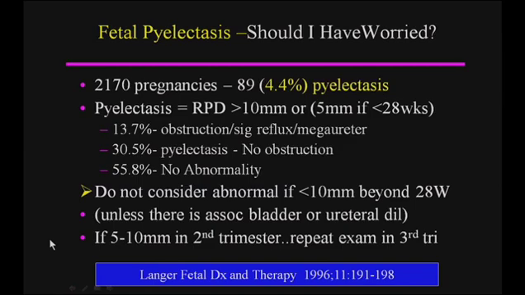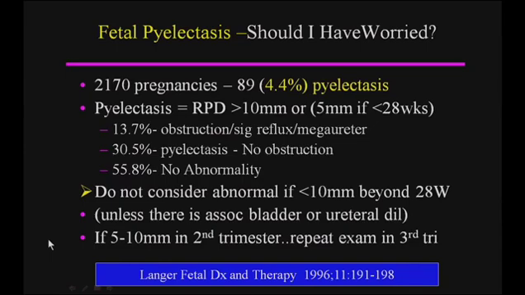Langer has one of many, many articles on the subject in 1996, studied 2,170 pregnancies. 89 of them, 4.4%, had dilated renal pelvis. They considered dilated renal pelvis those greater than 10 millimeters unless less than 28 weeks, and then they considered it abnormal at 5 millimeters. And what was the result of all these cases of dilated pelvis? They found 13.7% of them to have obstruction or significant vesicoureteral reflux or a megaureter. 30.5% of them had no obstruction, just pelvic dilation, but 55.8% had no abnormality.